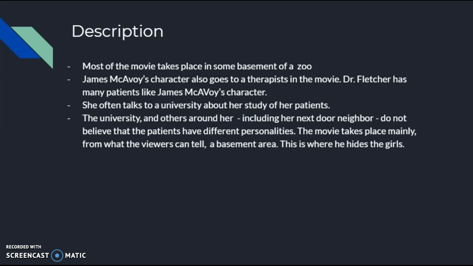Kevin also sees a therapist, Dr. Fletcher. Dr. Fletcher has many patients with the same disorder and often talks about her patients to the outside world in order to educate them. In the movie, she does a Skype call at a university about her patients. From this, we conclude that there is ongoing research about DID in the culture of the film.